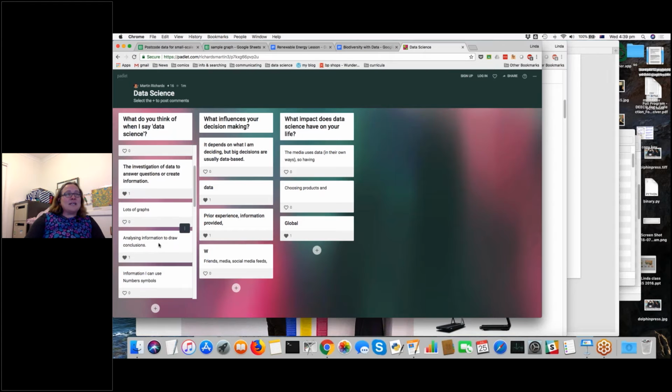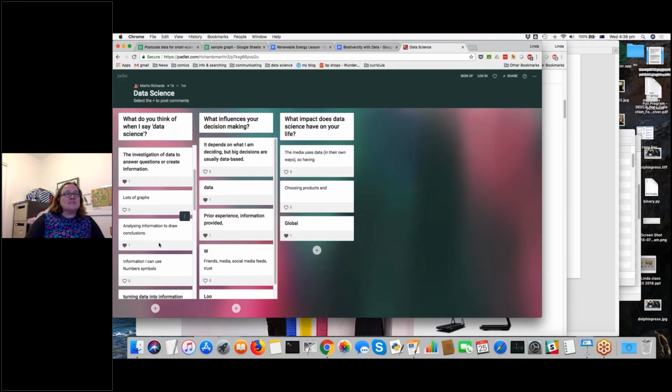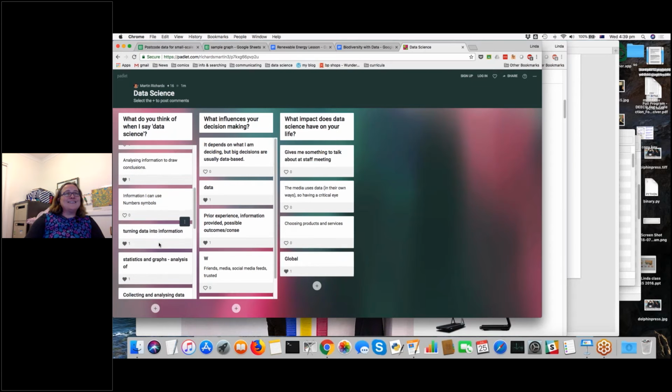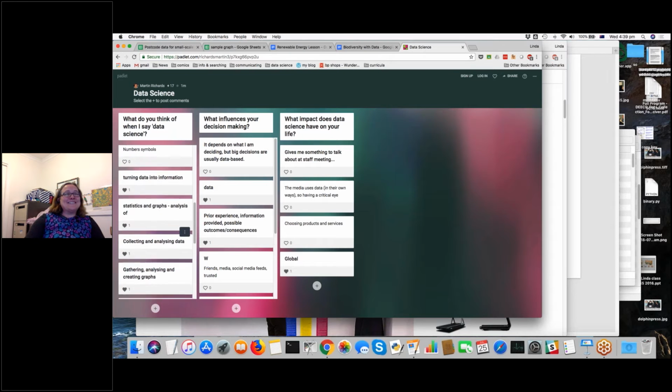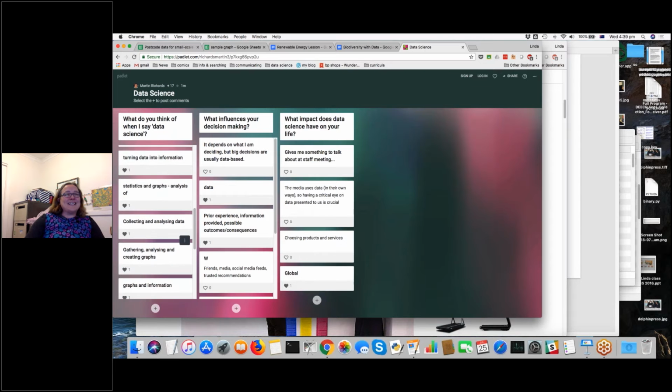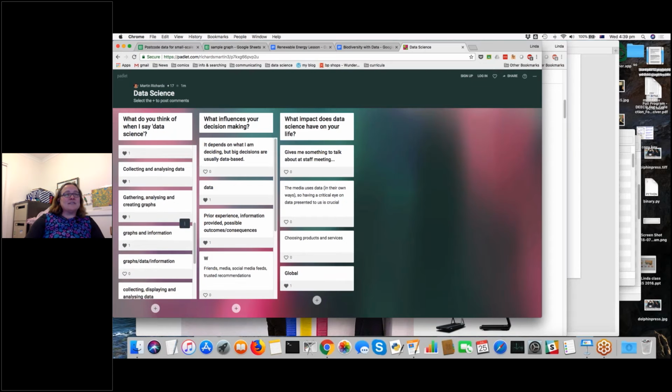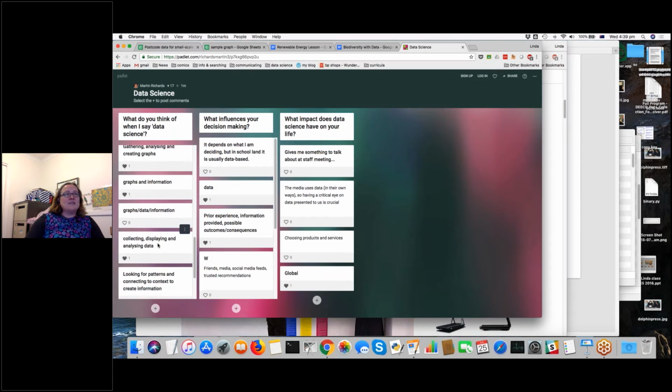I like that one too, analyzing information to draw conclusions. That's great. Turning data into information. Oh, that's beautiful. Stats and graphs and analysis, collecting and analyzing data. This is great. You've obviously got a really good sense of what data science is. I like this one, displaying and analyzing data.